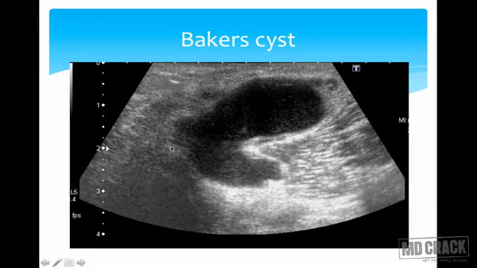shows a fluid-filled sac-like structure along the posterior medial aspect of the knee joint. So this is actually a Baker's cyst, which is seen so well. You don't need any fancy investigations like MRI for this, and the diagnosis is quite clear-cut.